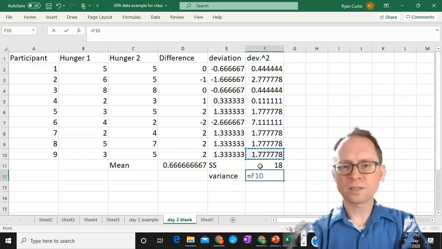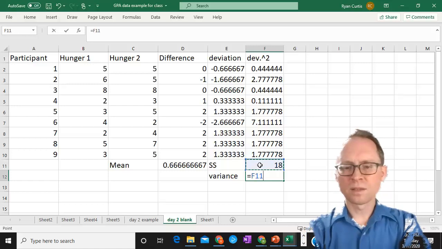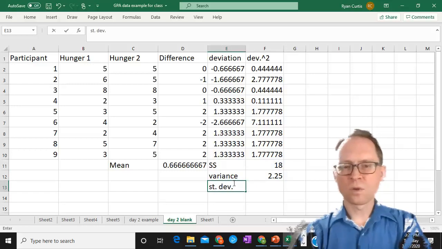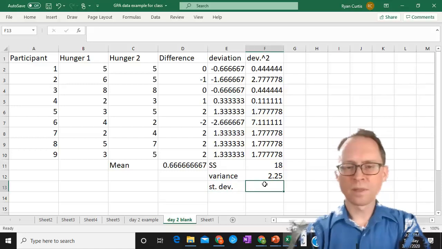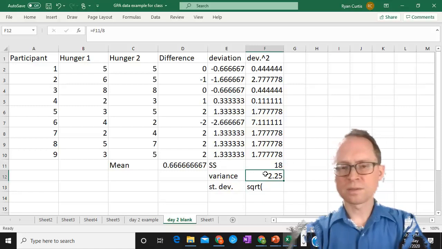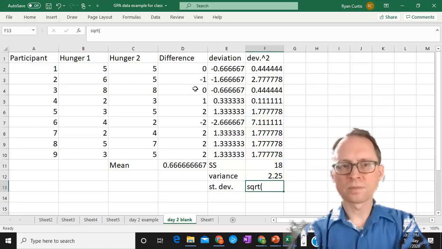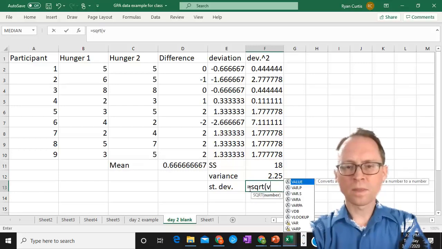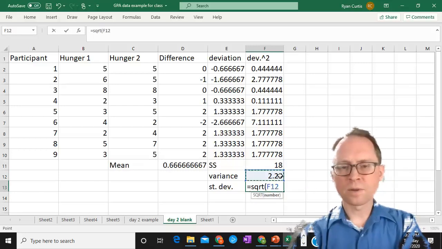So it's this, 18 divided by n minus 1. N is 9, minus 1 is 8. And then we get the standard deviation, which is going to be the square root of the variance. Oh, I forgot the equals. The square root of that.